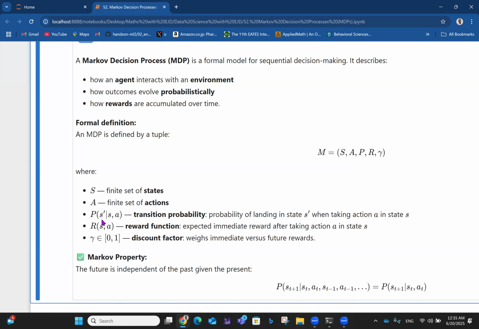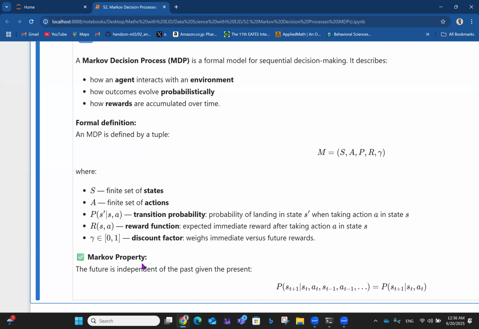Then you have P of S prime given S comma A. That's the transition probability. That's the probability of landing in state S prime when taking action A in state S. So if you're in state S, you take action A, you find yourself in state S prime. That's the transition probability. And then you have R of S comma A. That's your reward function. That is the expected immediate reward after taking action A in state S. And then gamma in 0 comma 1.